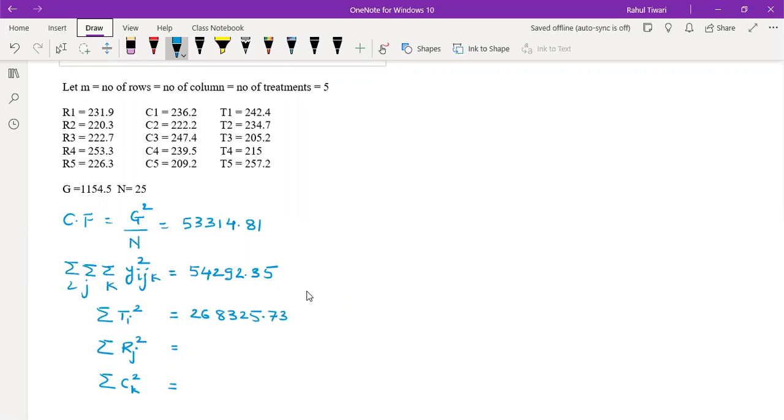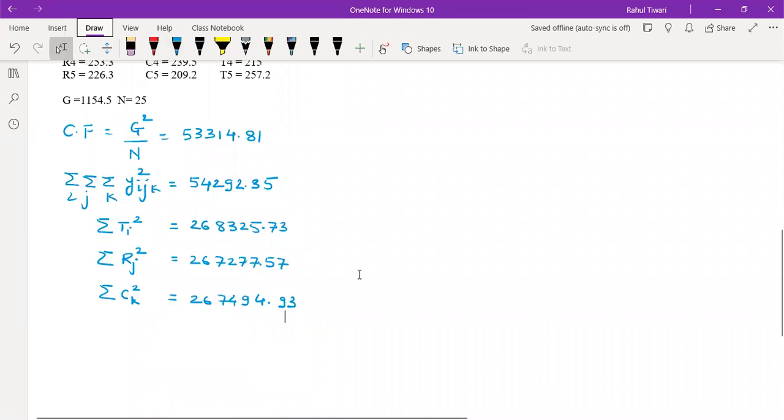Treatment 267,277.57, 2674.93. And once you get this data, now our task becomes simple. We have to always get that S square, or I will say treatment sum of square, total sum of square, as usual step.